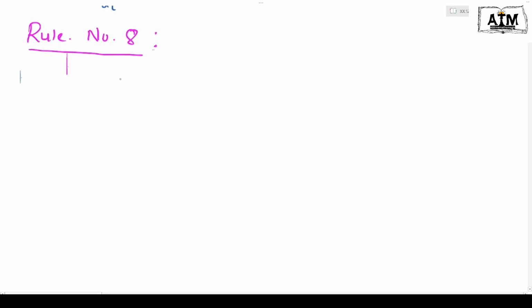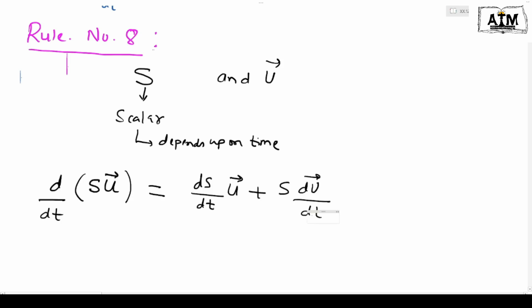In rule number 8, I am going to talk about two things. One is s and another is vector u. s is a scalar, and suppose this scalar depends upon time. Then derivative of s into vector u with respect to t equals ds by dt multiplied by vector u plus s into derivative of vector u with respect to t.